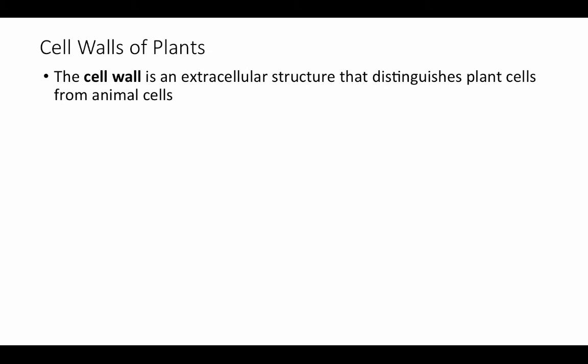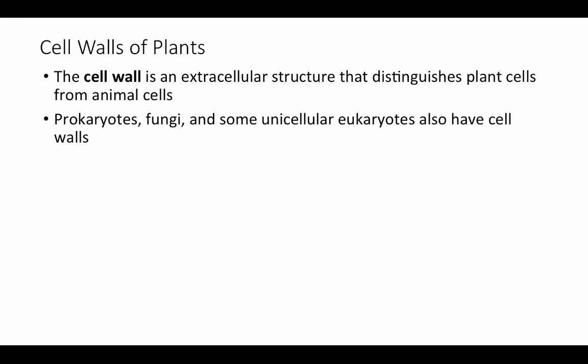First one I want to talk about is the cell walls of plants. So the cell wall is an extracellular structure that's secreted by the cell, and that distinguishes plant cells from animal cells. Animal cells lack a cell wall. Prokaryotes, fungi, and some unicellular eukaryotes also have a cell wall.